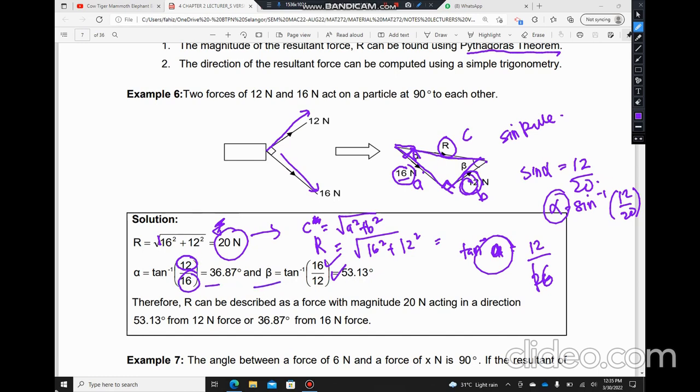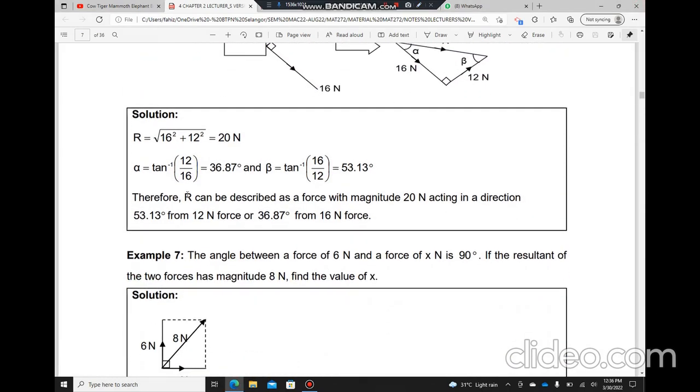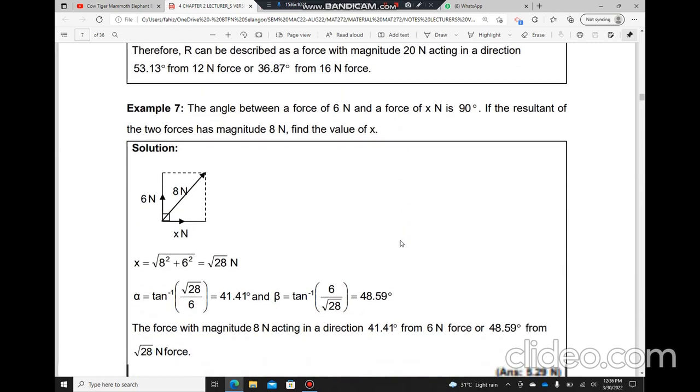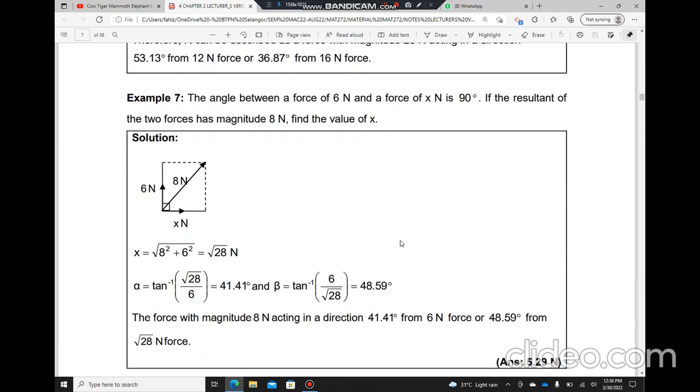Okay, so therefore, R can be described as a force with magnitude 20 Newton acting in a direction 53.13 degree from 12 Newton force or 36.87 degree from 16 Newton force. So tadi sebab kita dah kira alpha and beta. Okay, so this one you can try to solve, try to complete example 7.